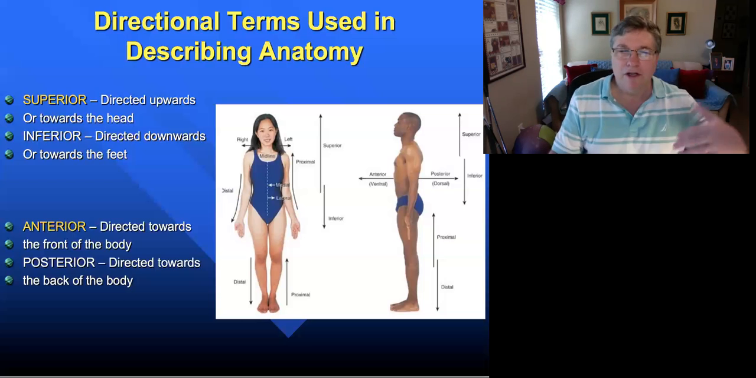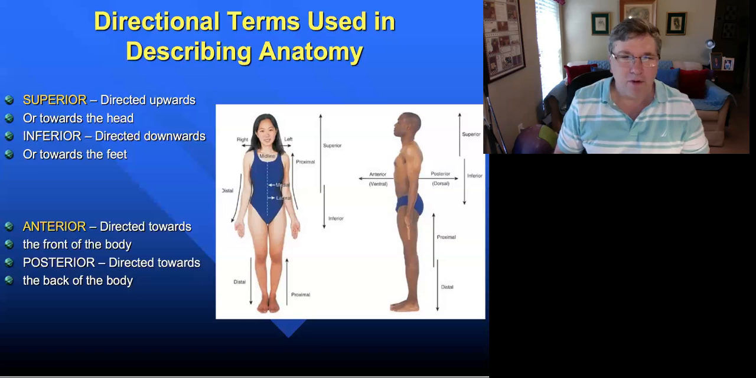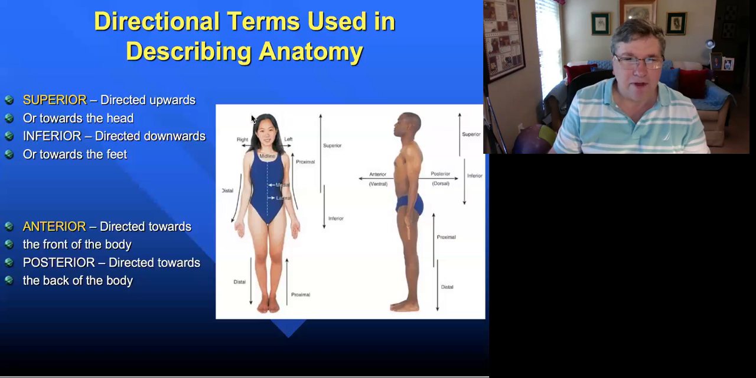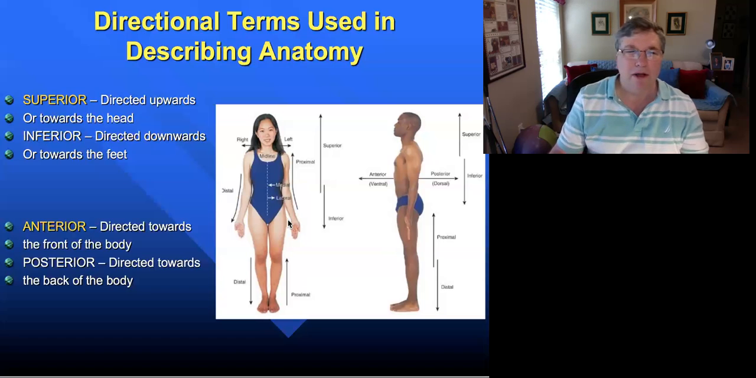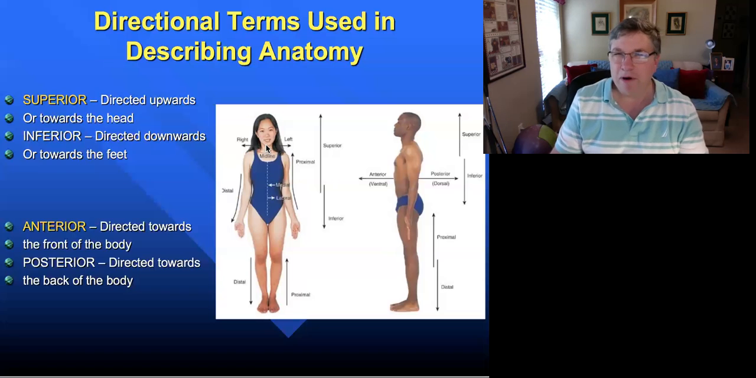The first pair is superior versus inferior. Superior meaning towards the top of the head, and then inferior meaning towards the feet. So I've got a couple models here. So towards the top of the head would be superior, towards the feet would be inferior. So if we compare, for example, the hip joint versus the knee joint, the hip would be superior and the knee joint would be inferior. If we compared, for example, the chin versus the sternum, the chin would be superior, the sternum would be inferior. If we compare the elbow and the wrist, the wrist would be inferior compared with the elbow.